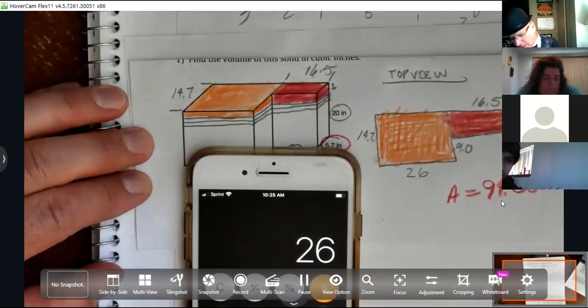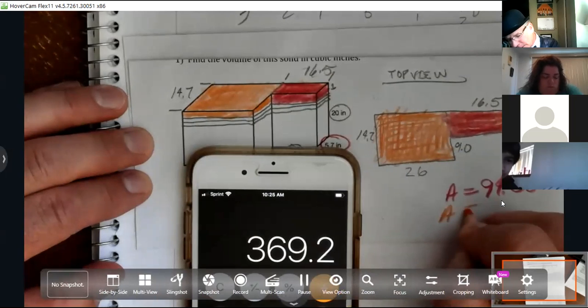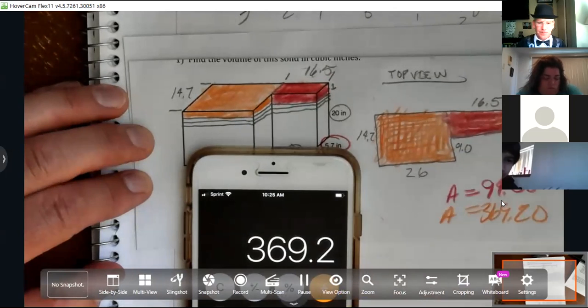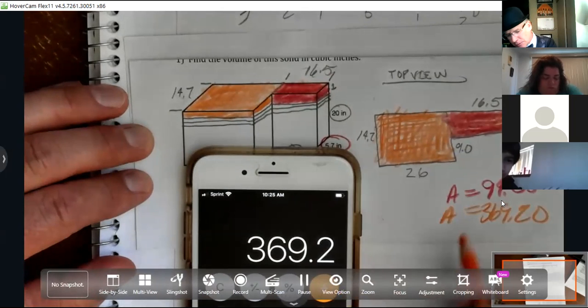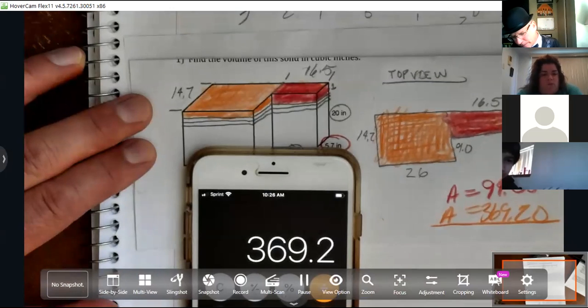26 times 14.2, 369. So the area of the orange is 369.20, right? Now what do we have to do, folks? Can anybody tell me what do we have to do next? Anybody? Okay. Well, we know that the red and the orange together, we need to add them, right? So let's just do that. Alexa and Victoria say add.